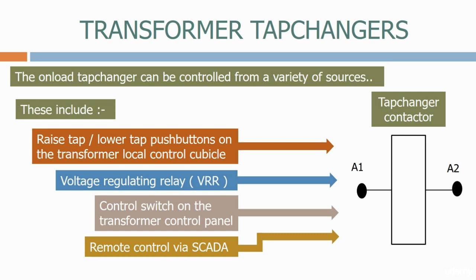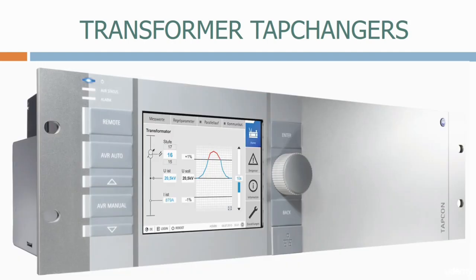As usual, the switches in the substation control room and the SCADA system are conditional on the position of the local remote switch. Here's a typical voltage regulating relay. Should the system voltage go above or below a threshold that's been set on the relay, it will automatically operate the tap changer.